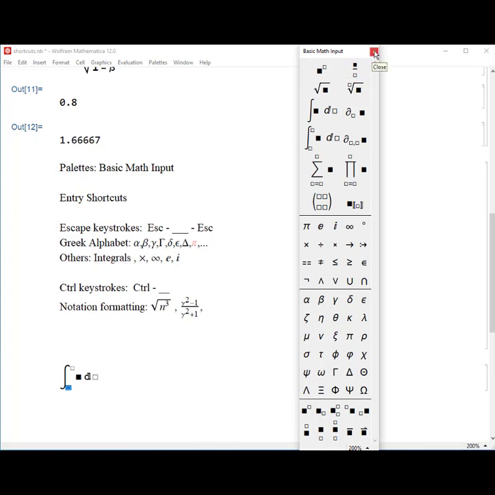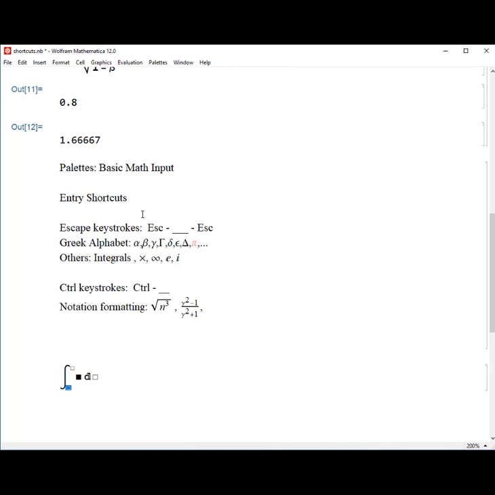Okay, so that's certainly one way to approach it, but there are actually entry shortcuts, and if you're using Mathematica even more than just a very little, some of these entry shortcuts may be a better way to learn how to use this mathematical format. So I'm going to put the palette away, and there's two primary ways that I'm going to show you for some of these commands. The first is escape keystrokes.